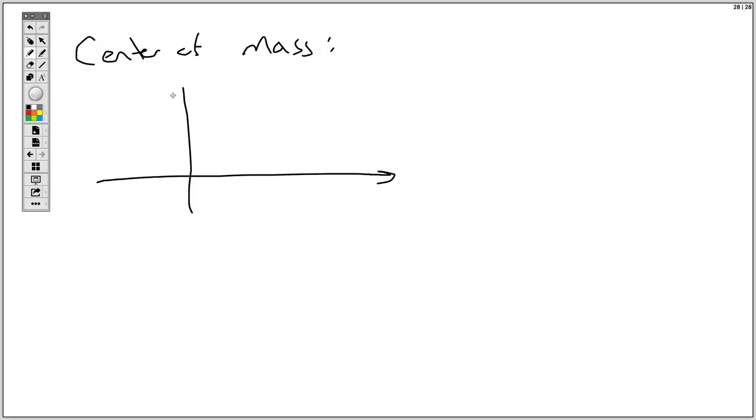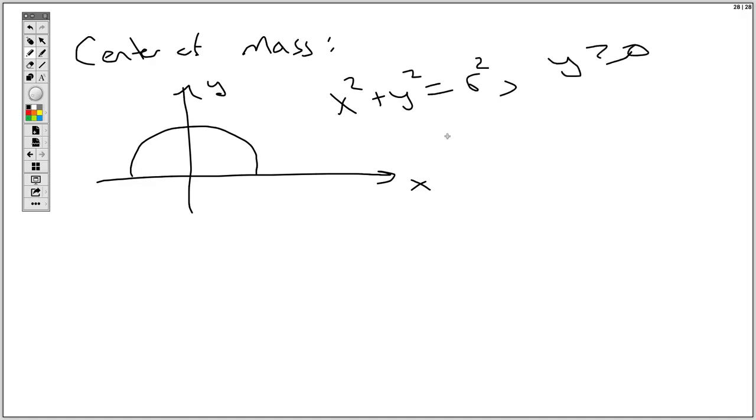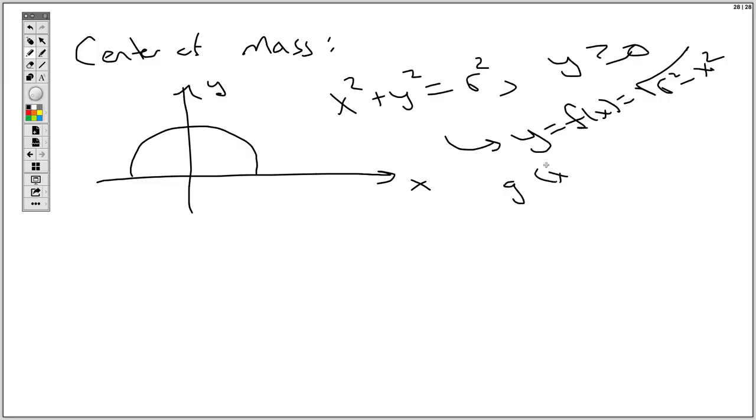And let's find the center of mass of a semicircle. So here's a semicircle. We're going to do x squared plus y squared is r squared, and we want the top half. So we can take our f of x here to be the square root of r squared minus x squared, and then the g of x we can take to be 0. So this is our region. We want to find the center of mass of that.